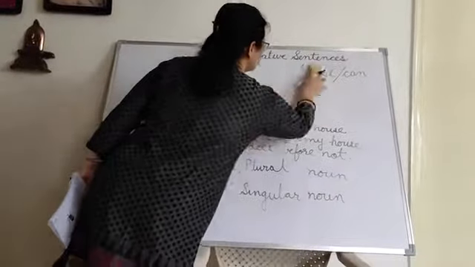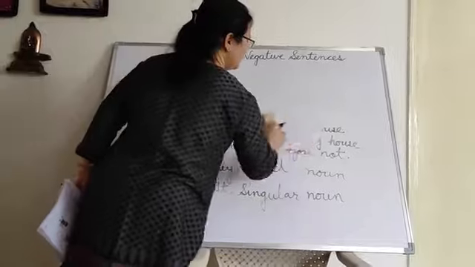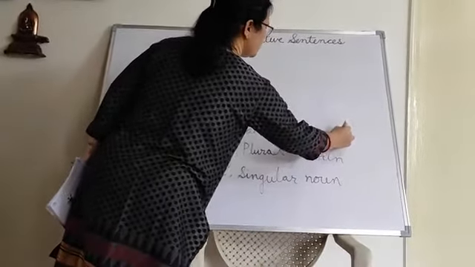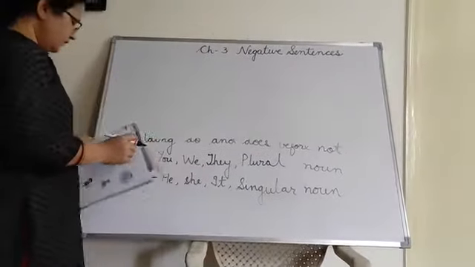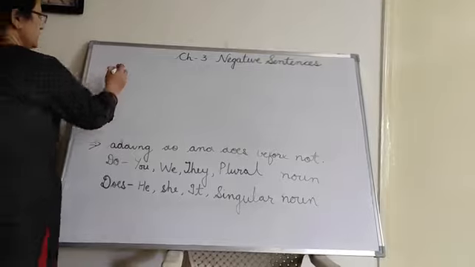Now students, we will do some exercises also in the book itself. Now I hope you understood how to convert a positive sentence into a negative sentence. Like in your book, a few examples are given.